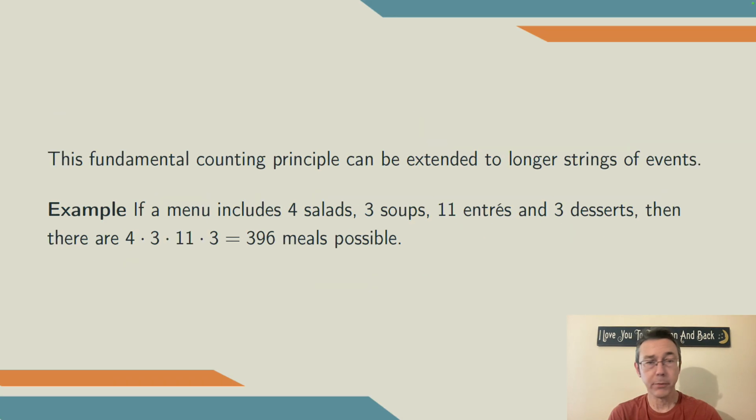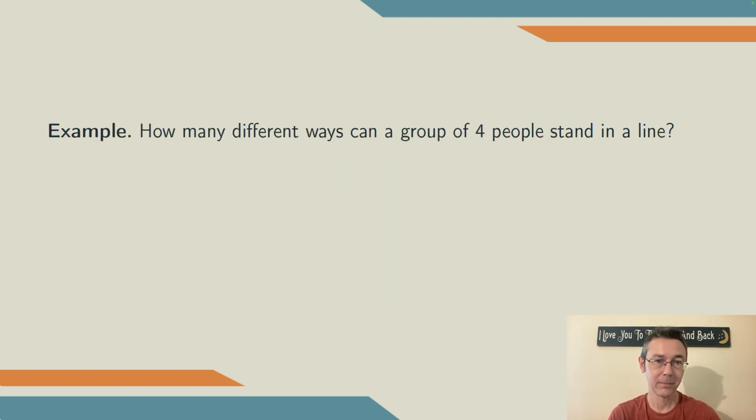The fundamental counting principle can be extended to arbitrarily long sequences of events. So for instance, if that same restaurant has 4 salads, 3 soups, 11 entrees, and 3 desserts, then the total number of meals possible is 4 times 3 times 11 times 3, or 396.